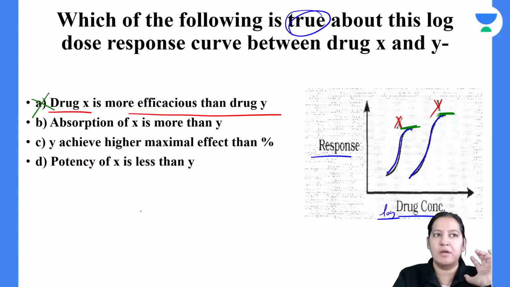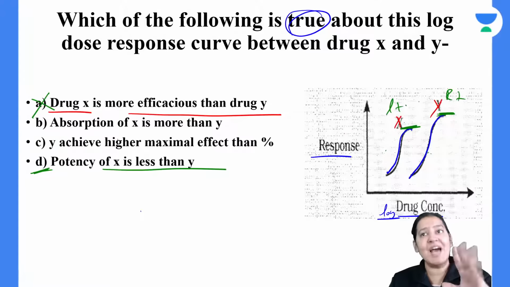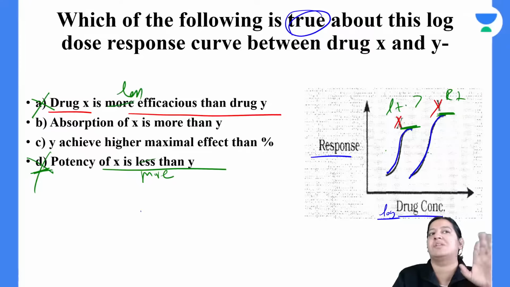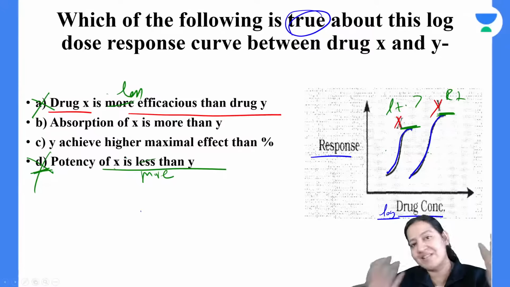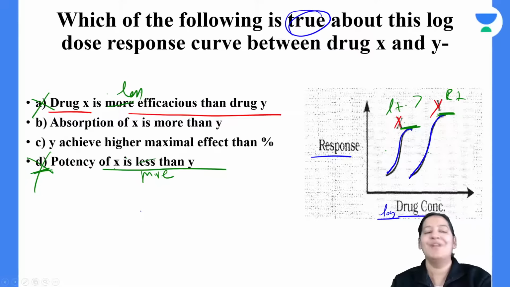Let me read D. Potency of X is less than Y. See X and Y. X is on the left side and Y is on the right side. So X has more potency than Y. So the reverse is given. Potency of X is not less, it is more than Y. And drug X is not more, it is less efficacious. So both these statements are given in reverse. That's why both are wrong. So Tanish, you are also wrong. Have you got it? Okay, these two statements are wrong.